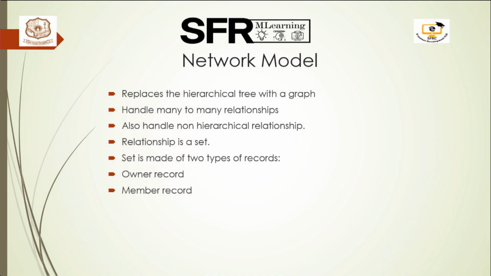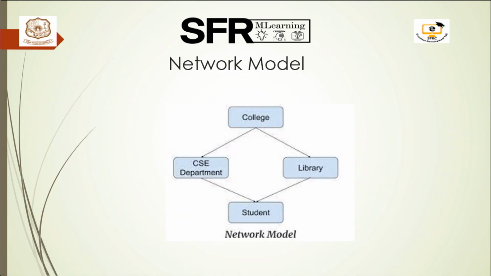Second one, network model. Network model replaces the hierarchical tree with a graph. It handles many to many relationships. It also handles non-hierarchical relationships. A relationship has a set. The set is made of two types of records: one is owner record and second one is member record. Owner record is equivalent to the parent in the hierarchical model and the member record is equivalent to the child record. This is the network model example.